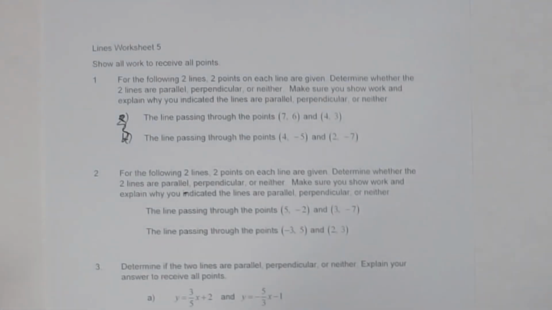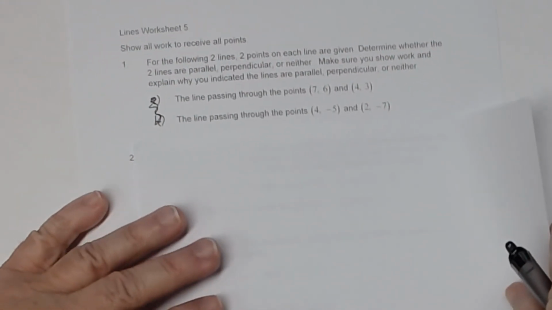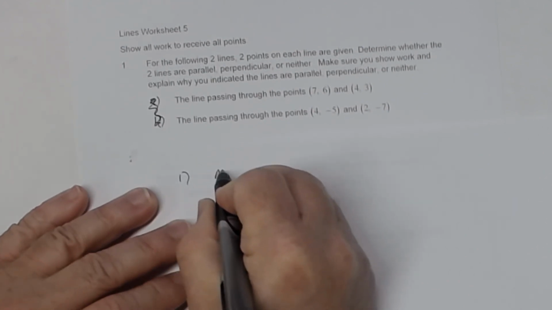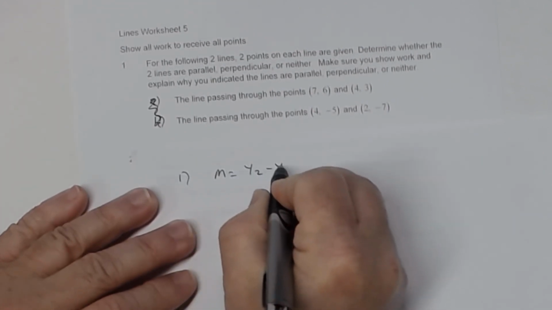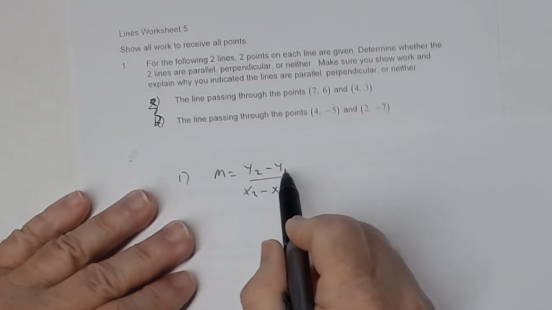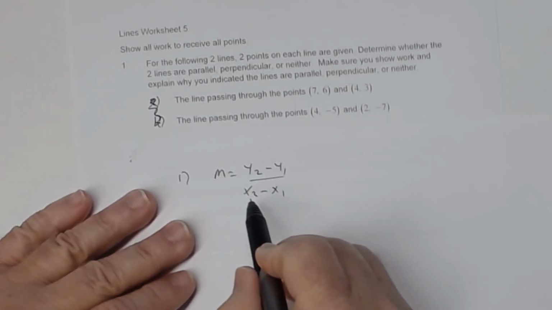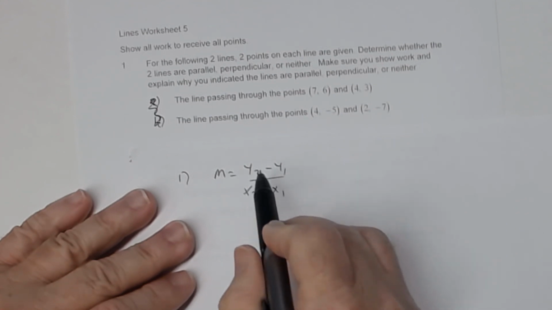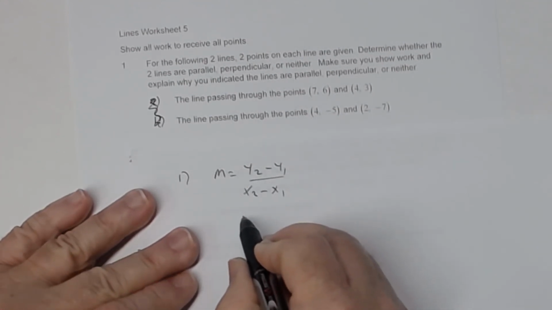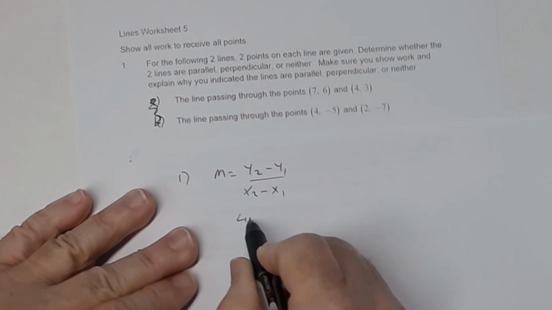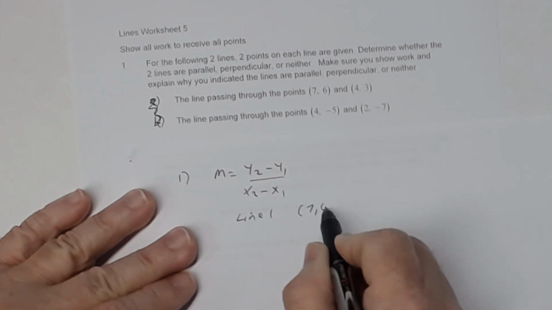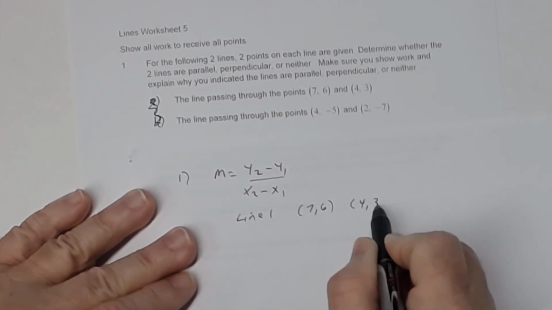All right, now the way you had to do that was to use the slope formula. So number one, remember the slope formula is y2 minus y1 divided by x2 minus x1. So the change in y divided by the change in x. Rise divided by run. In this case, the first line, I would call this line 1, the points are 7, 6, and the other one is 4, 3.